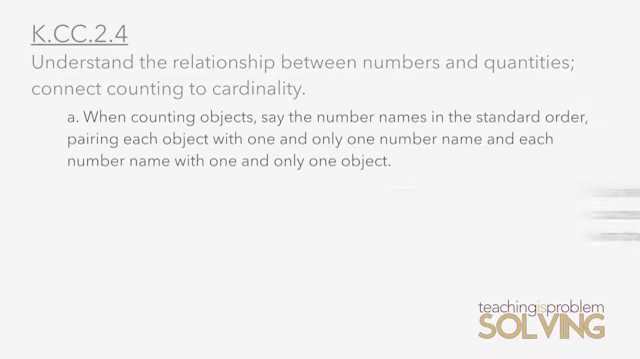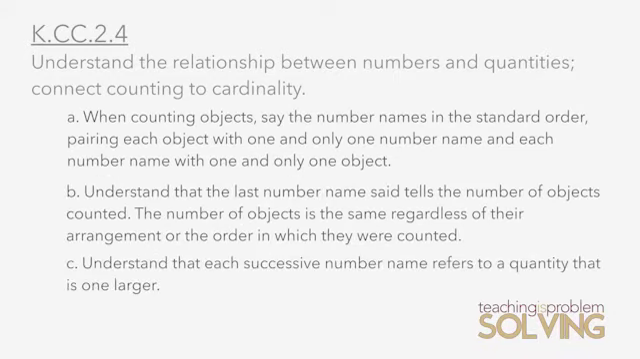The successor principle describes that every counting number has a successor, and that every counting number is exactly one more than its predecessor. You'll see that in the standards, this is highlighted in part C, where it reads, "Understand that each successive number name refers to a quantity that is one larger."